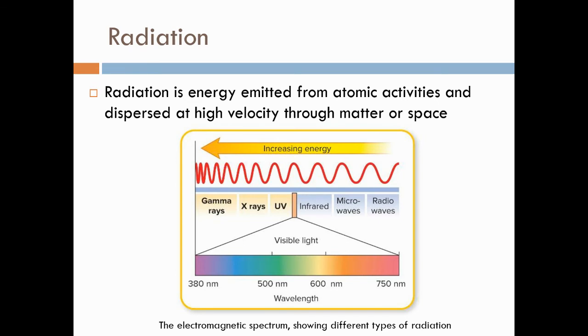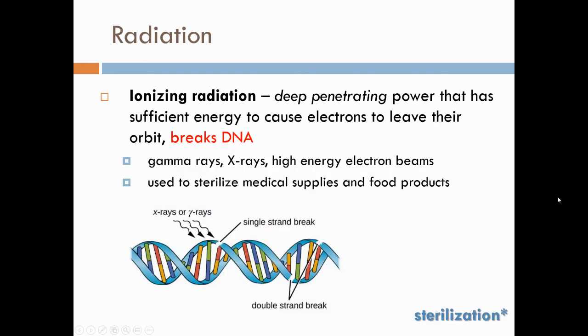So radiation is another way we can control bacterial growth. Radiation is energy that's emitted from atomic activities. So it's electrons bouncing off of different elements. So those electrons are dispersed at high velocity through matter or space. We have two different types of radiation. We have ionizing radiation. Ionizing radiation has deep penetrating power.